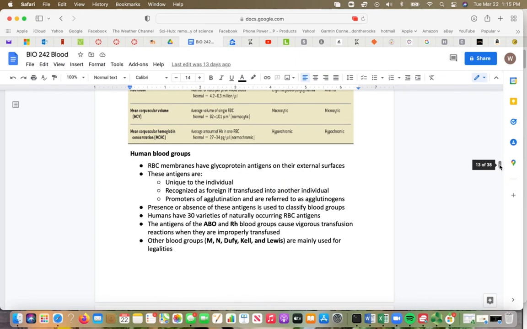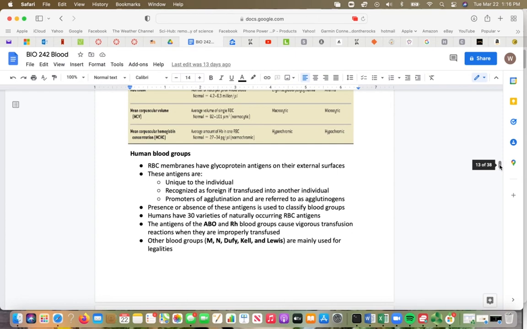So for human blood groups, the red blood cells are going to have these glycoprotein antigens on their surface. These antigens are going to be unique to individuals. So if you put them in somebody else, they're recognized as foreign. So the agglutinogens are going to be promoters of agglutination. So the presence or absence of these antigens is what we use to do blood group classifications.